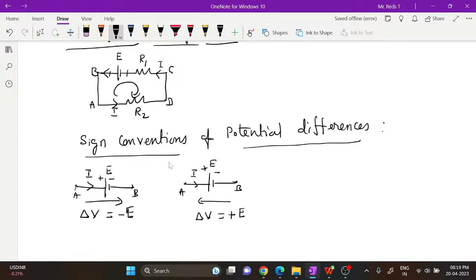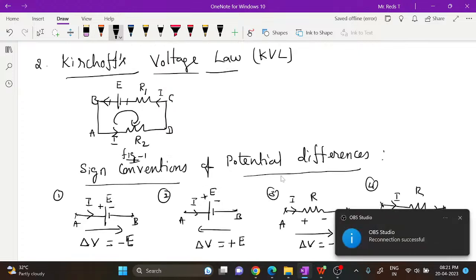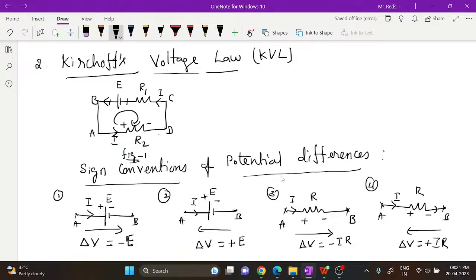If you observe, as current is moving from A to D, we have to mark the higher potential and lower potential, because current always flows from higher to lower potential. It moves from D to C, then from C to B. So for this resistor, this end will be higher and this end lower potential, and of course for a battery these will be the positive and negative terminals.